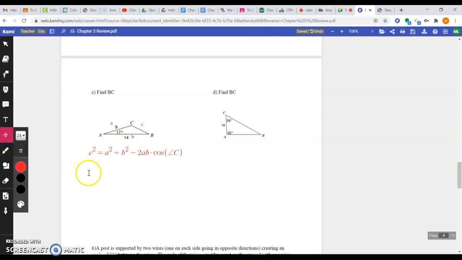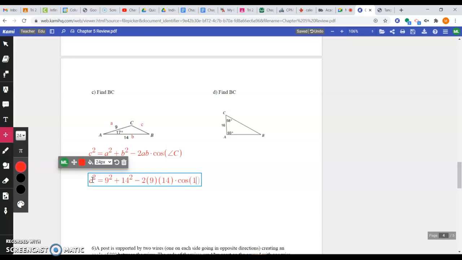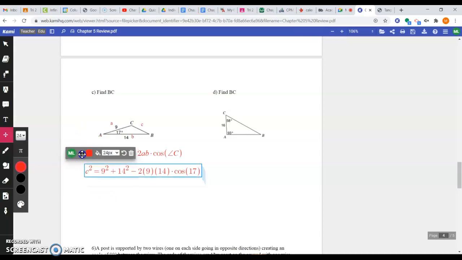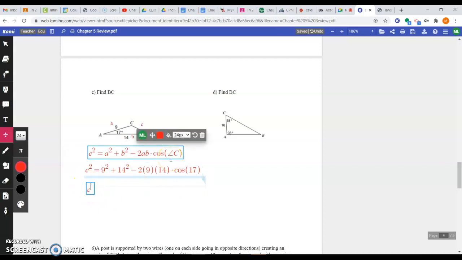And doing so, I can start plugging in. c squared is going to stay c squared because that's what we're looking for. So I get c squared equals a squared, which is 9 squared, plus b squared, which is 14 squared, minus 2 times my a, which is 9, times my b, which is 14, times the cosine of angle C, which is my 17 degrees. Now from here, I'm just going to keep going until I can come up with an answer, simplifying where I can and using my order of operations.